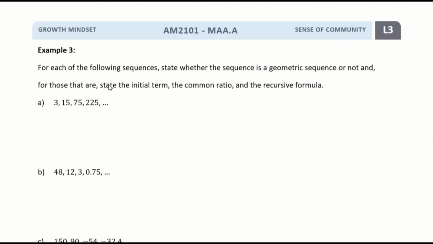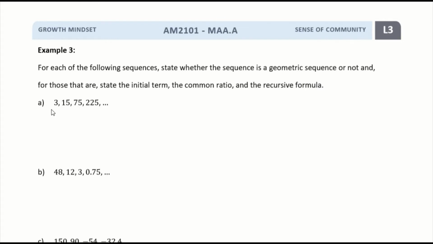Okay, so now example 3. For each of the following sequences, state whether the sequence is a geometric sequence or not. For those that are geometric sequences, state the initial term, the common ratio, and the recursive formula. You need to remember to really check everything.